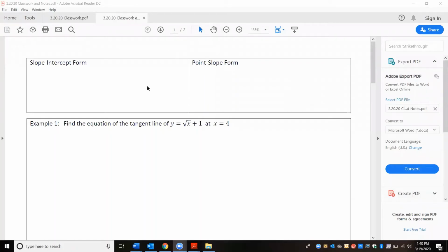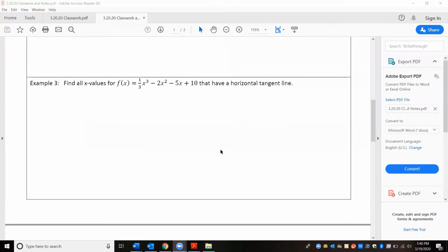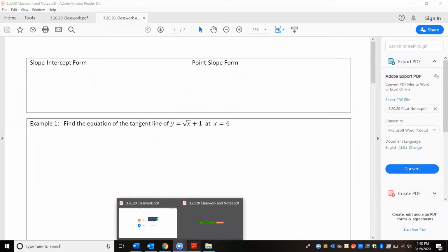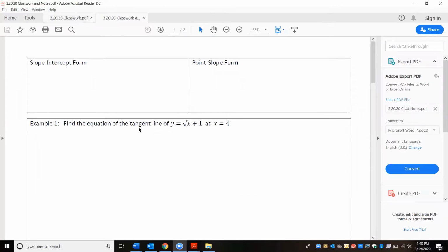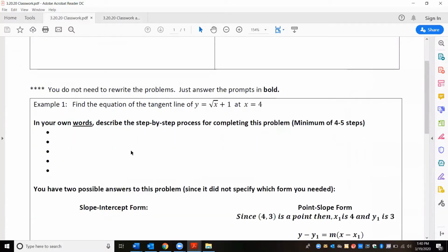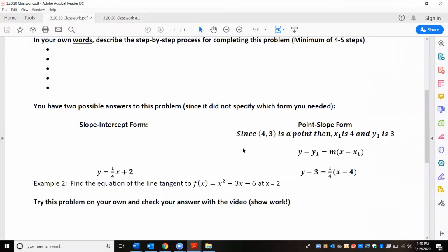Okay, hello everybody. I'm going to walk through the following problems with you, and you're going to take some notes as I do them. I'm just going to show you really quickly what you should have in front of you. So your notes would look actually like this. You're going to fill in the slope, intercept, and point slope form. In your own words, you're going to describe the process that I used to solve this problem, my answers.